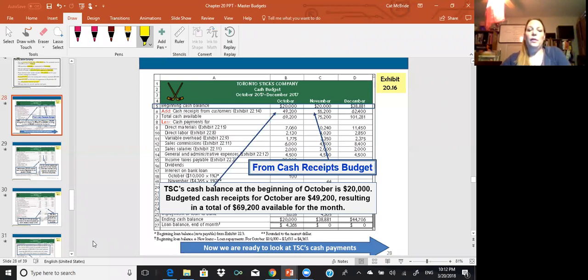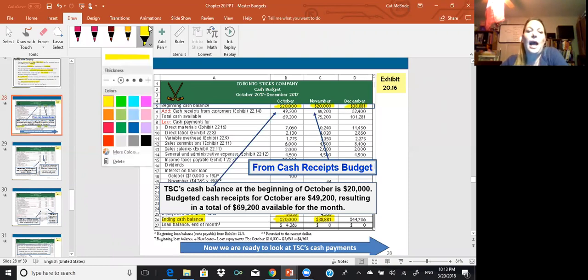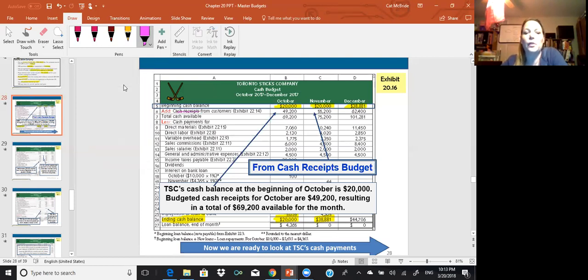The first thing we're looking at is our beginning cash balance, that was given to us. We knew what that was. But for every other month, we take our ending cash balance, and that becomes our beginning cash balance. That part makes sense. Okay, so we're going to take our beginning balance, and we're going to add to it our cash receipts from customers. So this comes from our cash receipts budget.